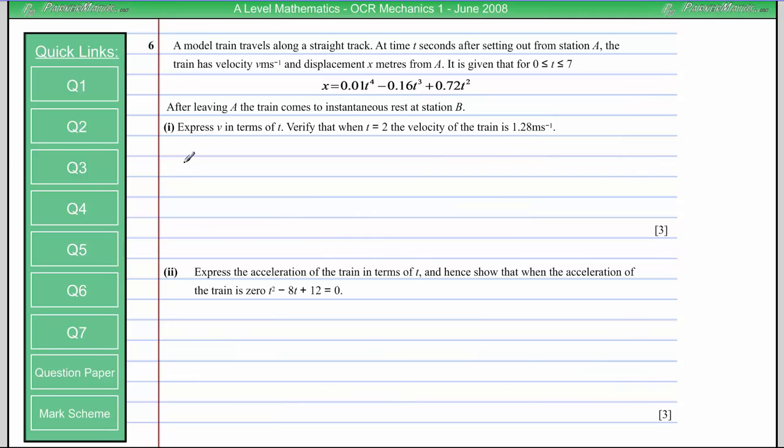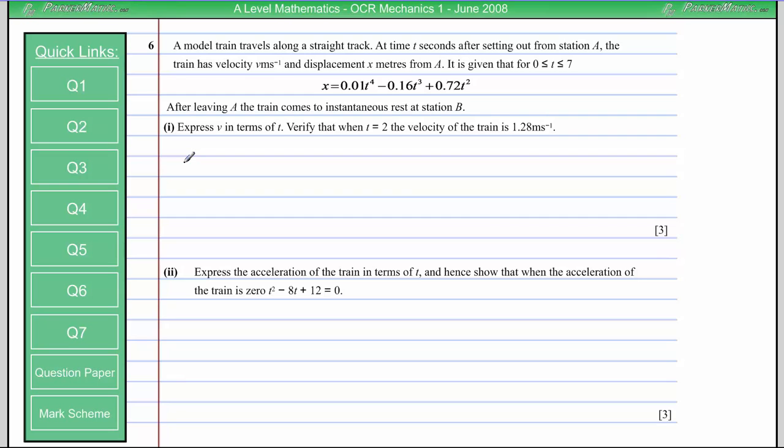Question 6. A model train travels along a straight track. At time t seconds after setting out from station A, the train has velocity v meters per second and displacement x meters from A. It is given for 0 is less than or equal to t is less than or equal to 7 that x equals 0.01 t to the power 4 minus 0.16 t cubed plus 0.72 t squared. After leaving A, the train comes to instantaneous rest at station B.